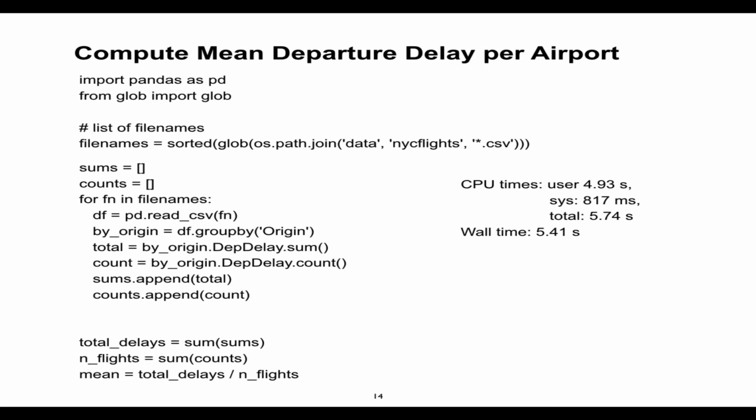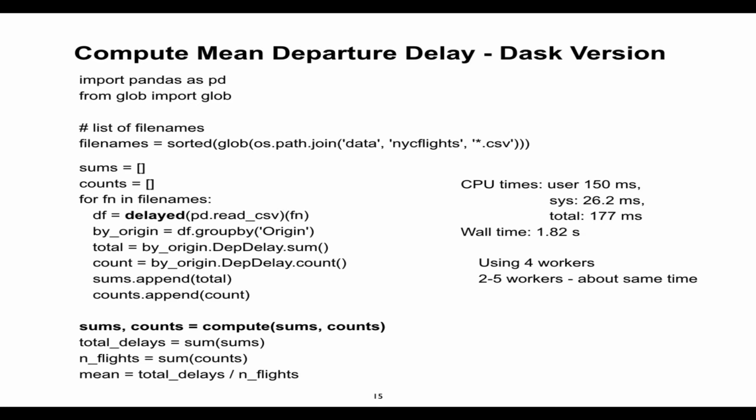And then we can compute the sums, do all the counts, and then we can divide and get the means. Doing straightforward Pandas takes like 5 seconds. Now calling delay on it, and then doing all this computation again. All these are delayed, and we call compute. We're now going to compute the sums and counts. And again the time goes down to 1 point something.